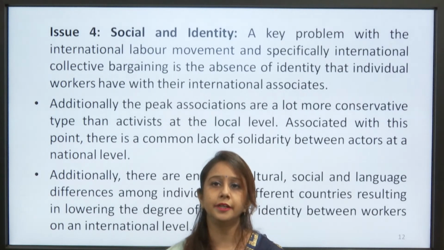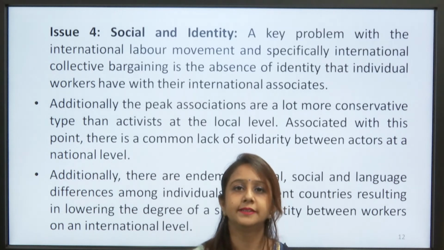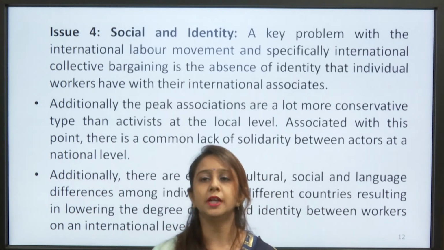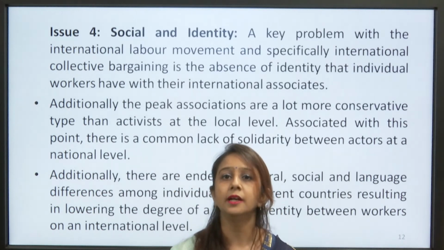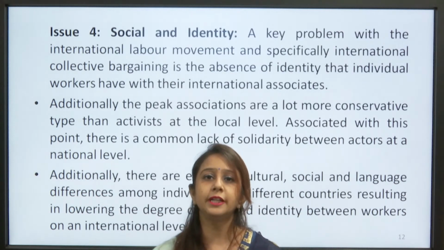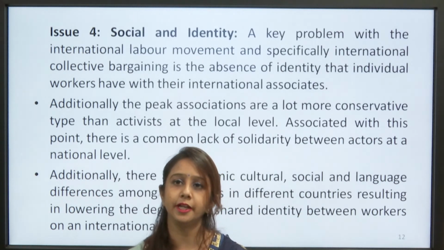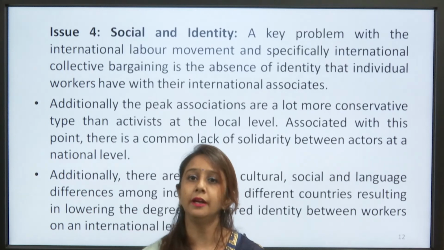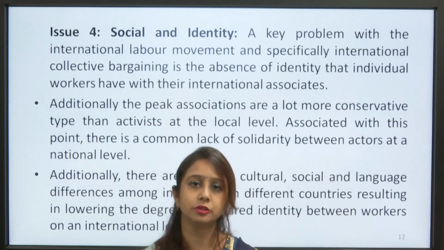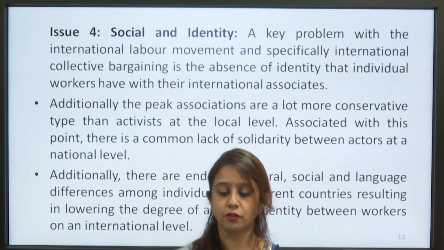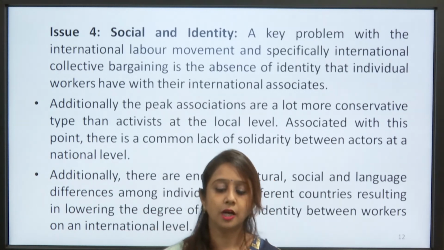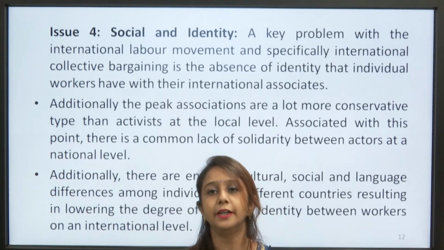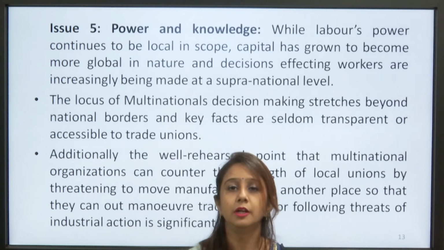Fourth is social and identity. A key problem with the international labor movement is that people are not being given an identity in society. Additionally, peak associations are a lot more conservative than the activists at the lower level. Associated with this point, there is a common lack of solidarity between the actors at a national level. So there is a need to bring about unity of the society and unity of the culture when working in the host environment. Additionally, there are economic, cultural, social and language differences among individuals in different countries, which result in lowering the degree of shared identity between workers on an international level.